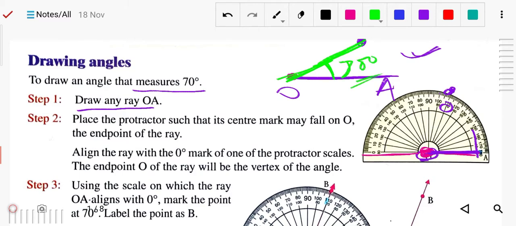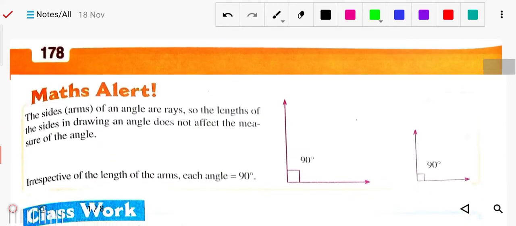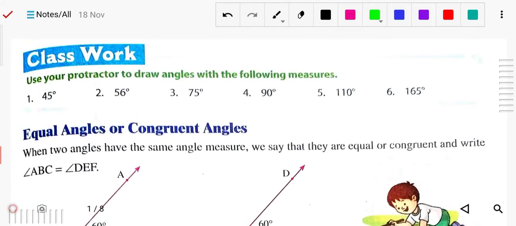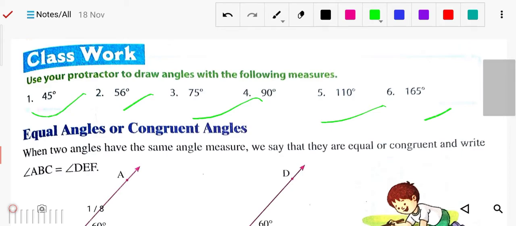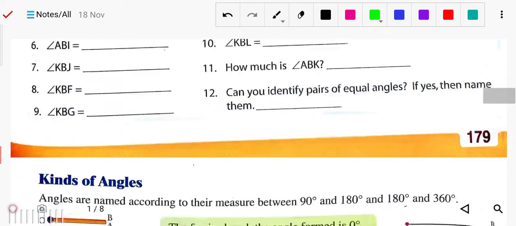Likewise, you have to do how to construct, how to draw the angles. Got it? Now suppose we draw a 90-degree angle, that is called the right angle. So we will learn about the angles also. See here some examples that you have to work on. You can try this by yourself. Simply mark on the protractor, and then draw the line. These are some class work, you have to do it by yourself.